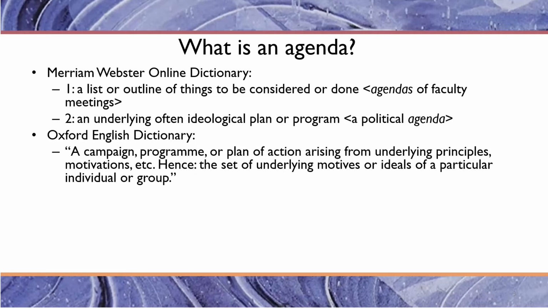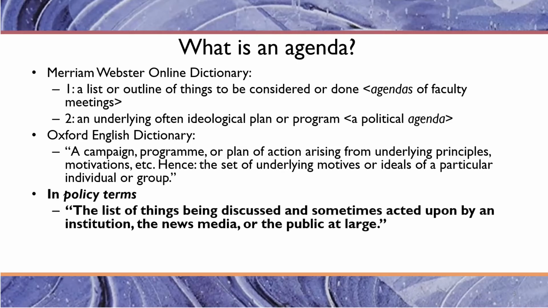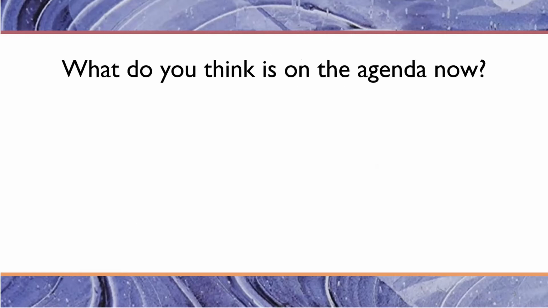And that's a pretty good definition, because an agenda is a list of things that you want to get done, and it's part of a campaign or program or plan to do certain things. But in our definition of the agenda setting process, in policy terms, what I mean by the agenda is the list of things being discussed and sometimes acted upon by an institution or by the news media or by the public at large. In other words, what people are thinking and are talking about now. So as you watch this video, ask yourself, what do you think is on the agenda now? And think about it at different levels. For example, what are they talking about in Congress?